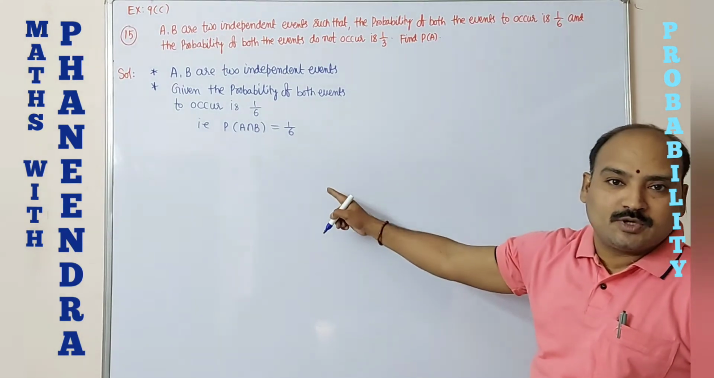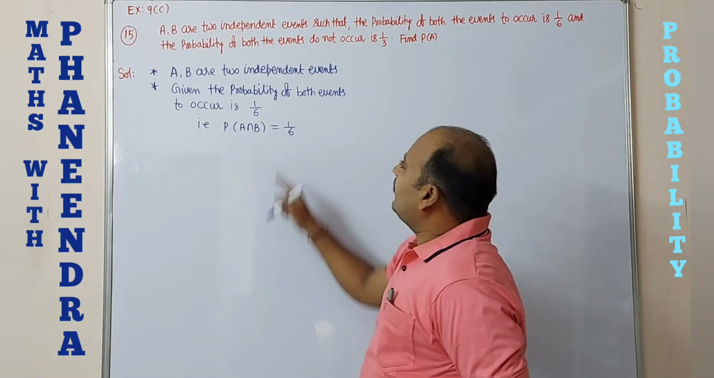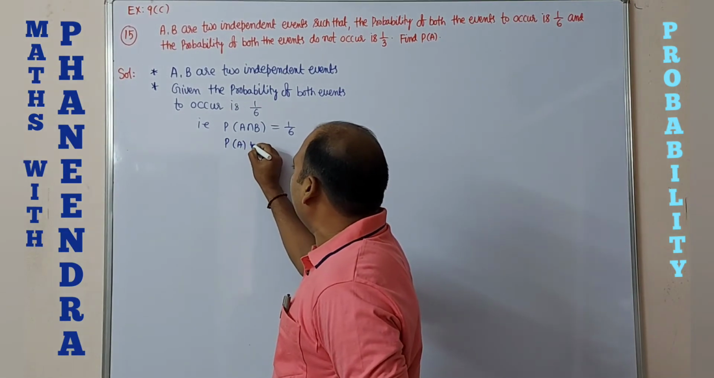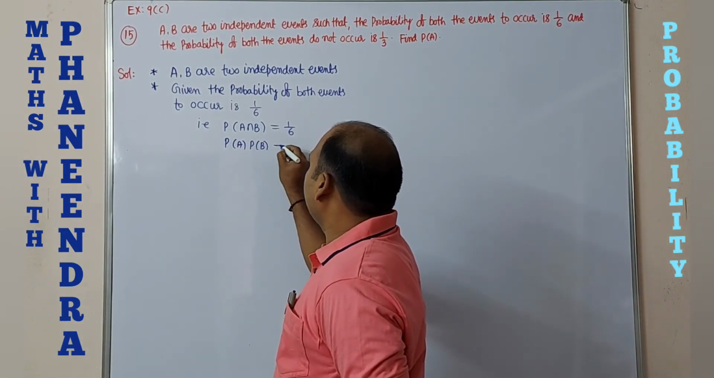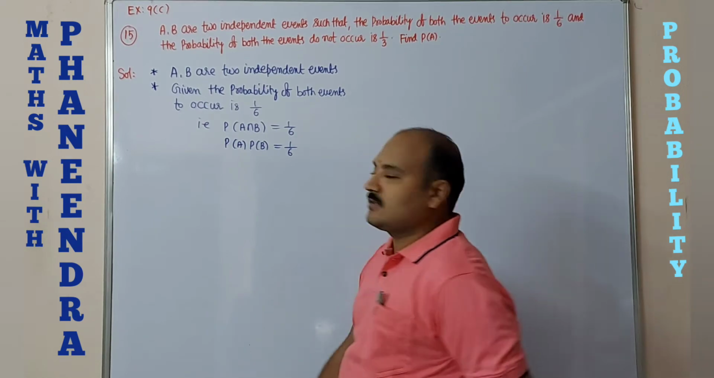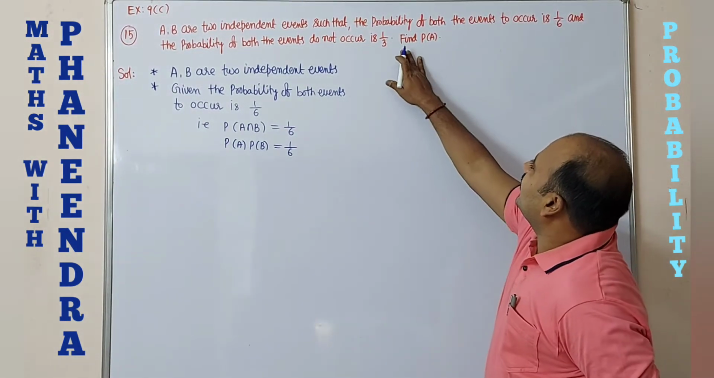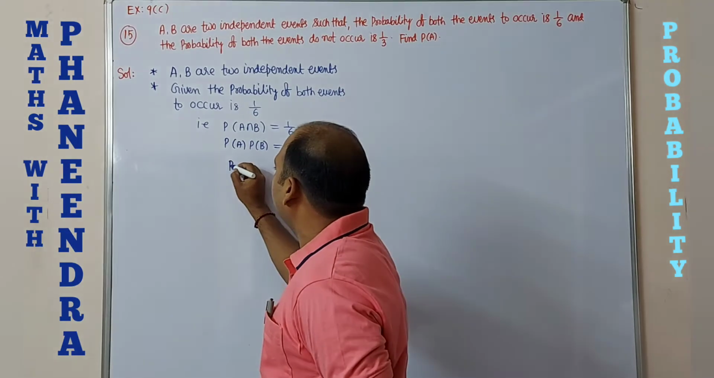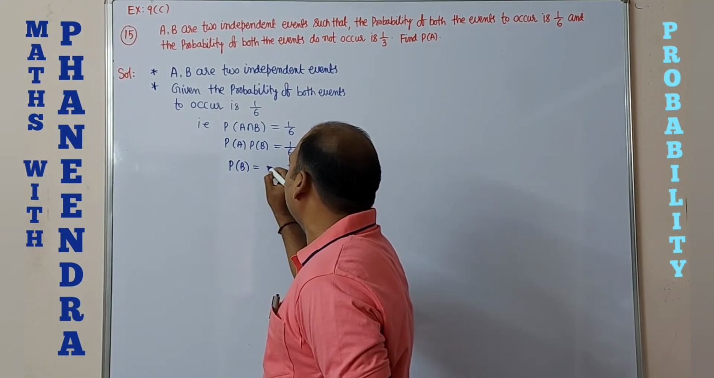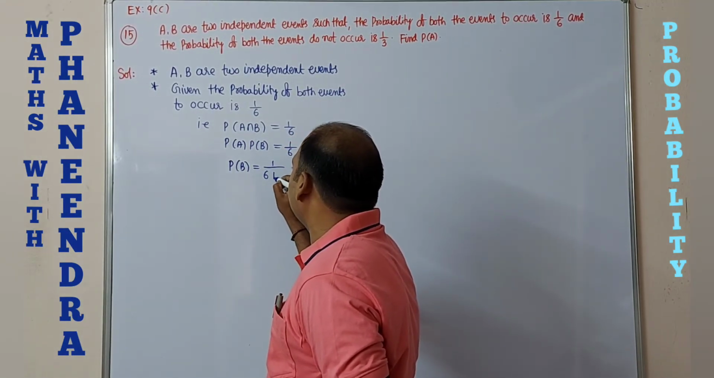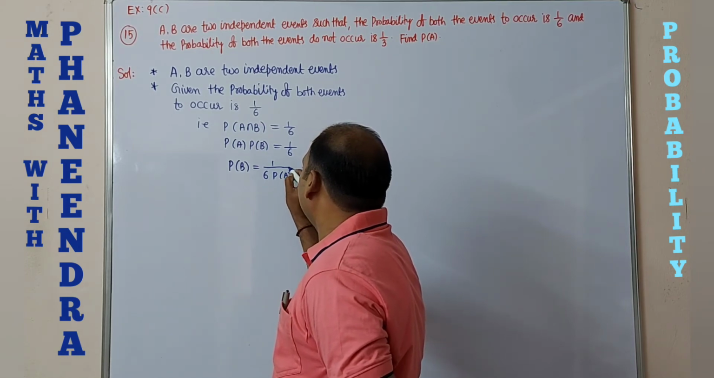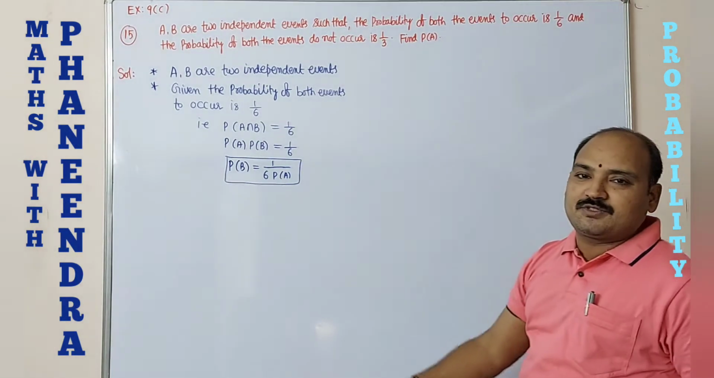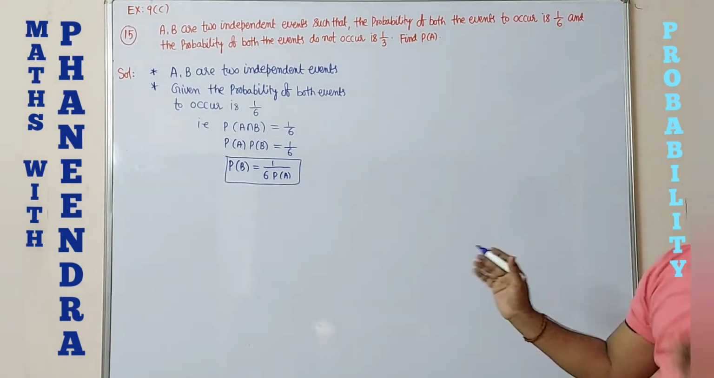Keep in mind, dear students, whenever they are independent events, we can write P of A into P of B, which is equal to 1 by 6. In the question, they are asking P of A. So P of B, in terms of P of A, you have to write it. So from this, P of B is equal to 1 by 6 into P of A. This value, put it in a box. This will help in the coming steps. P of B value we got it.